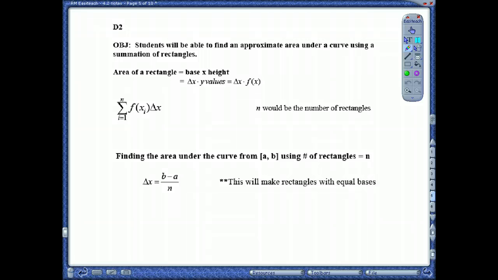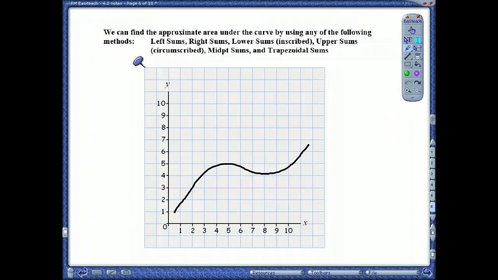Alrighty, now, like I said, 4.2 is kind of a hodgepodge of things. In section 4.2, we are also going to talk about the area under a curve. Okay, the area under a curve is a total amount. Now what we're going to do is we are going to estimate this area under the curve. So I want us to look at a nice pretty curve here.